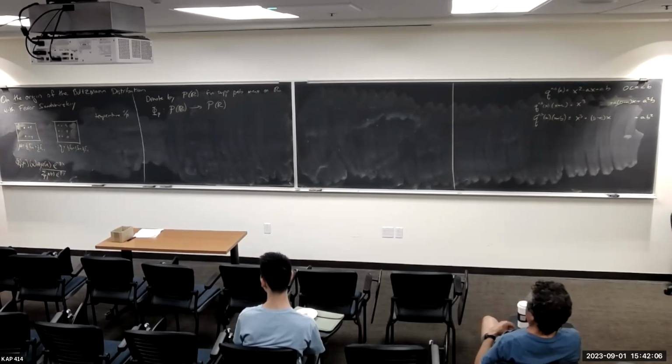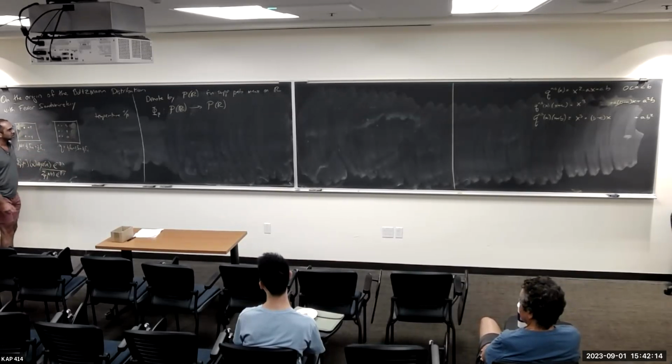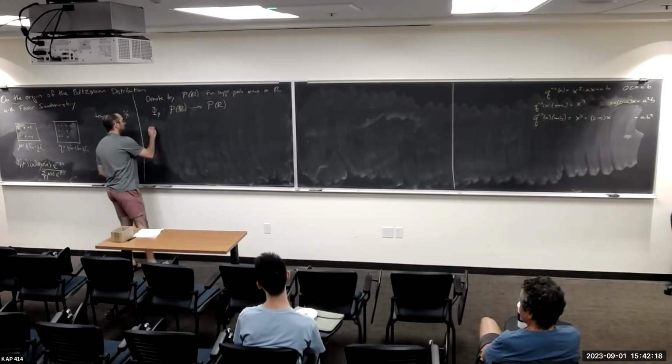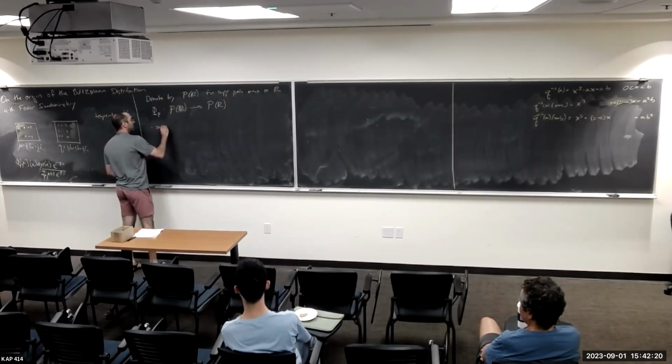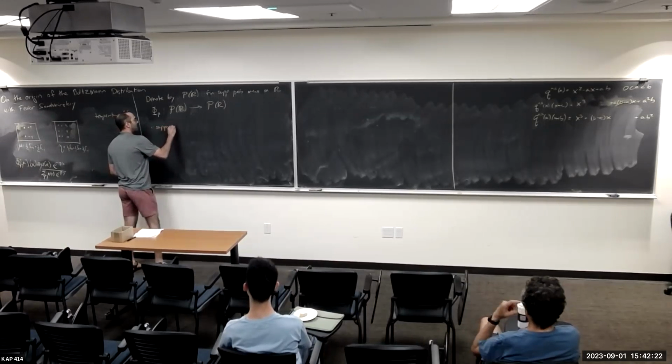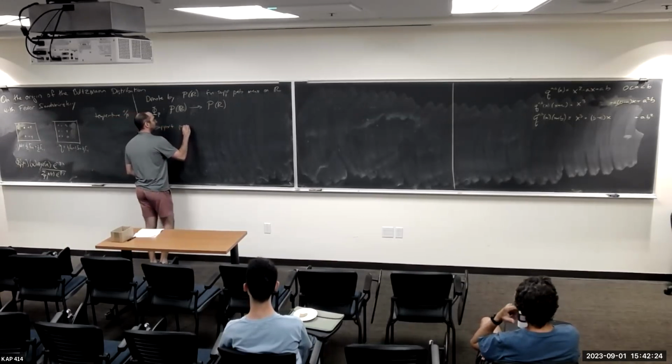Okay, so why is this the way things work? Why do we have these things? This function phi beta has two very nice properties. One property is very simple. I'm going to call it support preserving, or measure class preserving.